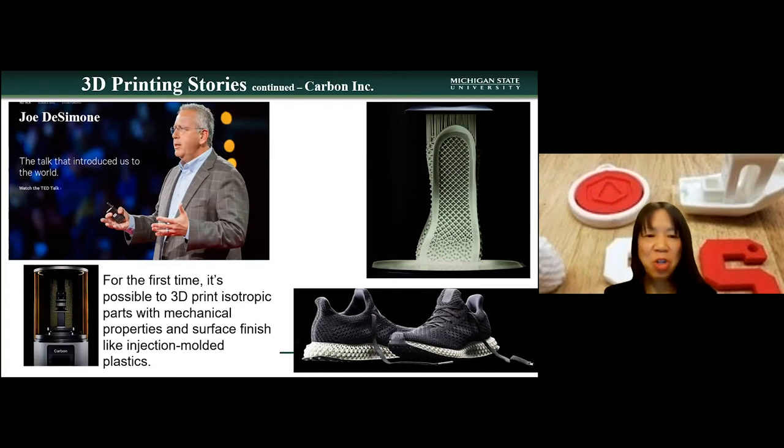And his vision, as we'll learn later, for 3D printing: it's very hard to make an isotropic part with mechanical property. But his vision is to be able to make isotropic parts with mechanical property and the surface finish. The company is working on that and has been really successful. Like this is Adidas shoes. There are many different applications. I'm just giving the example of the Adidas shoes.